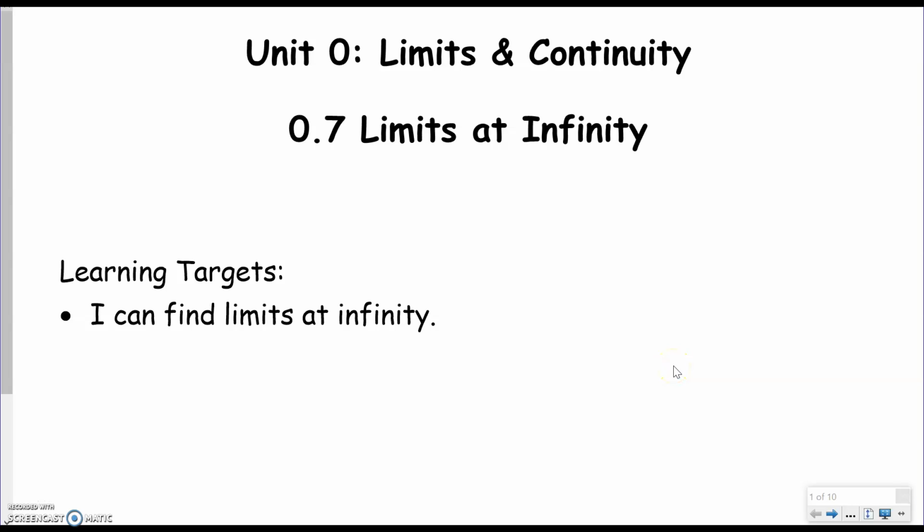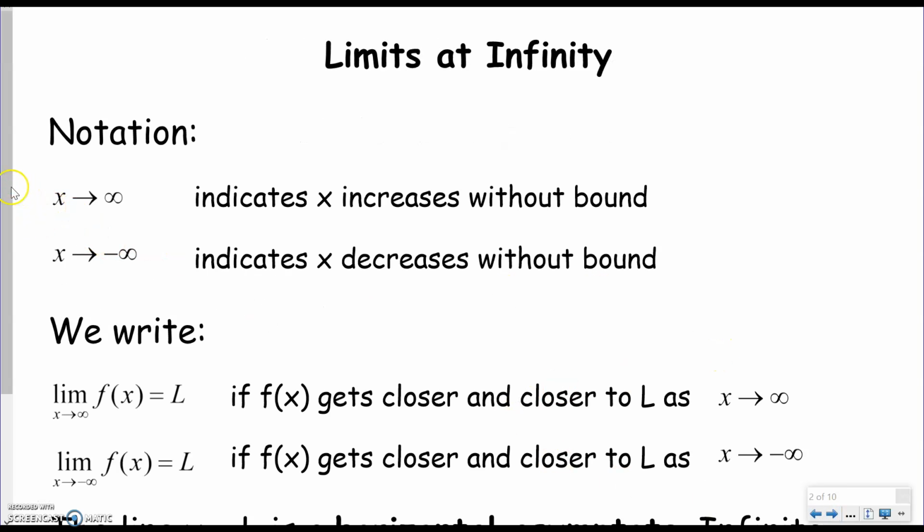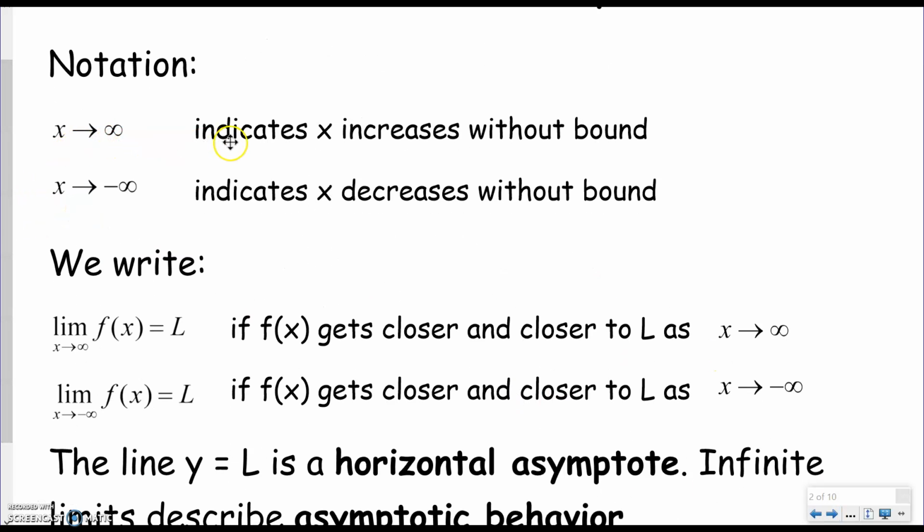Today we're going to talk about limits at infinity. So this is what happens on the far right side of the graph and the far left side of the graph. Okay, notation: x approaches infinity means x continues to increase without bound. So again, the far right side as x gets bigger and bigger.